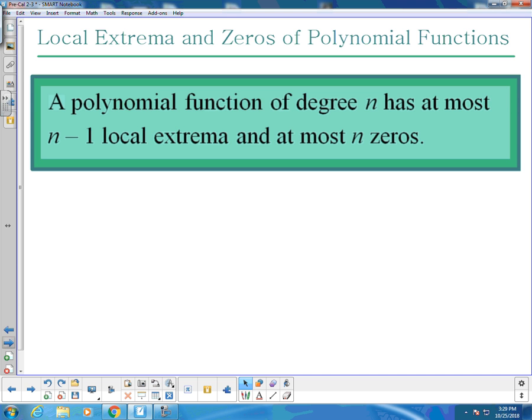Here is a rule, a law, if you will. The polynomial function of degree n has at most n minus 1 local extreme points and at most n zeros. So that means if I'm looking at a cubic, you can have at most 2 points of extreme, like a high or a low. Okay? And it has at most 3 zeros. And you'll see what we're saying here in a minute. Like if I draw something here.